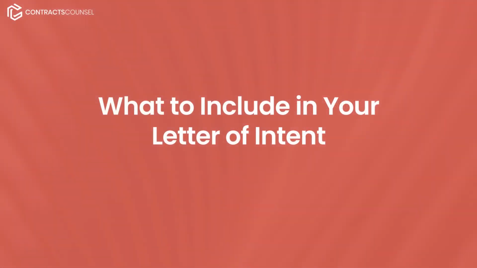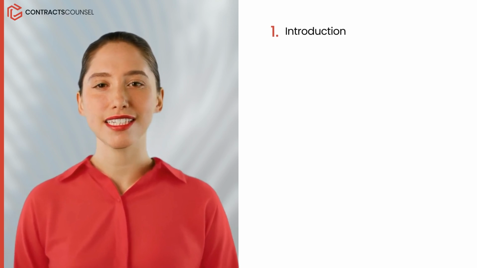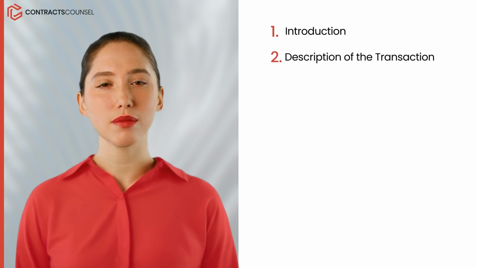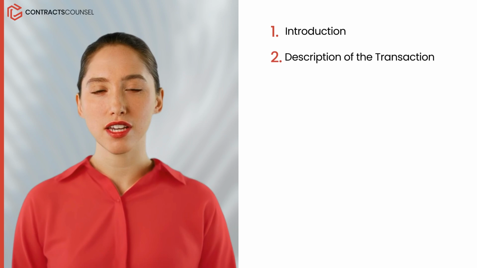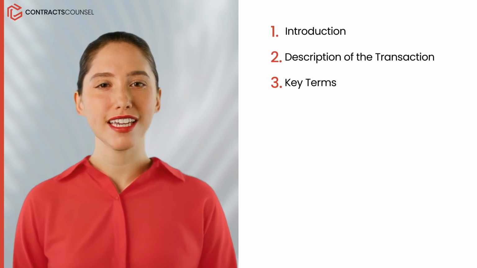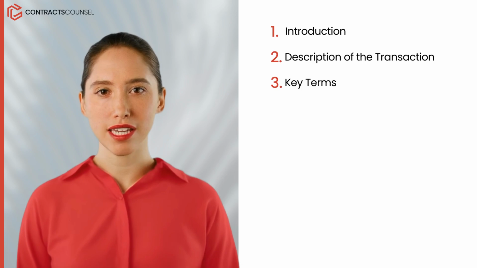What to include in your letter of intent. There are common terms used in letters of intent. Here are some you will find and should use. 1. Introduction. This section states the purpose of the letter and the parties involved. 2. Description of the transaction. This section outlines the nature of the transaction or agreement being discussed. 3. Key terms. This section details the key terms and conditions such as price, payment terms, and timelines.